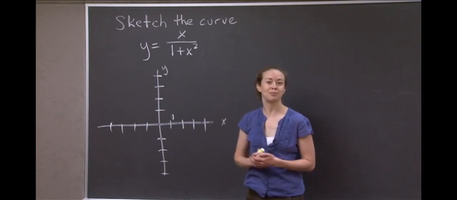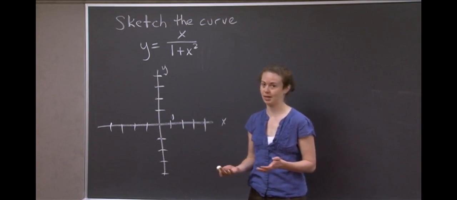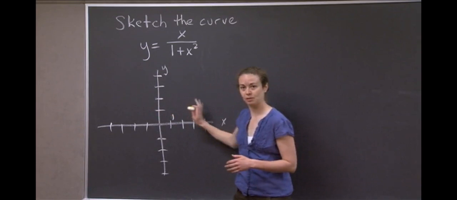Well, x squared is always bigger than or equal to 0. Once I add 1, I'm in the clear. I'm always positive in the denominator. So the denominator is always positive. So I don't have to put any vertical asymptotes.